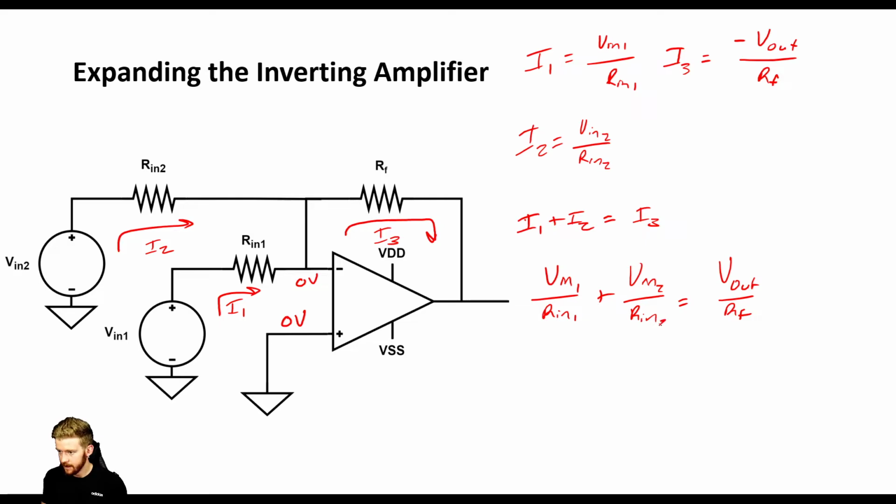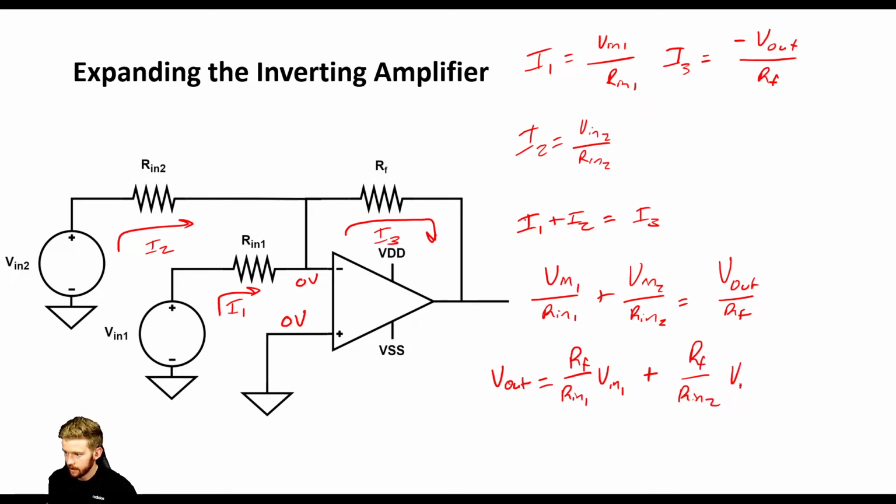All right, so now let's solve this a little bit. Make sure I put this Rn2. Okay, so let's do a little bit of manipulation on this. What we can do is see that our V out, with just one step, is equal to RF over Rn1 times Vn1. Okay, so that is by multiplying this RF here. Now we still have this that we need to deal with, so we're going to do plus RF over Rn2 times Vn2.